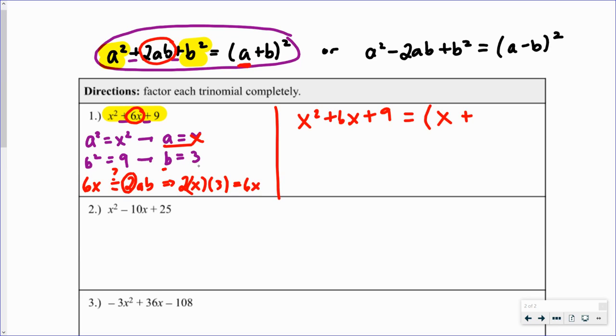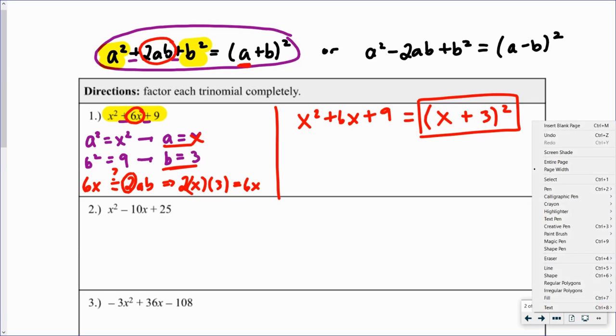Plus b is 3, all squared. So again, if you recognize that pattern right off the bat without doing all the work that I just did, so if you can kind of do that work in your head, then factoring a perfect square trinomial can be really quick, really efficient. Let's do a second one.